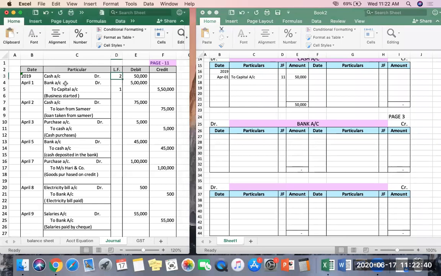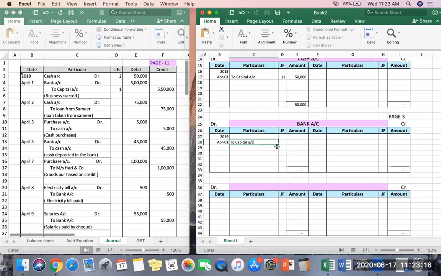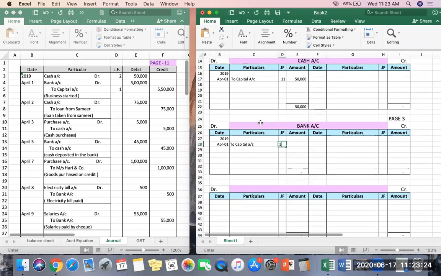I repeat, in front of the bank account you see which date, which side and what amount, and this will be written. But in particulars we are going to write the name of the opposite entry. If the bank is in debit, then whatever is written in credit, you will write that entry's name. So it is again on the debit side, you are going to write 2019, April 1st, and here you will start with To capital account. The name of the entry will always be the opposite entry. Journal folio will again be page number 11, and the amount will be, because we are writing the bank account, the amount which is written in front of this account. So that is 5 lakh.